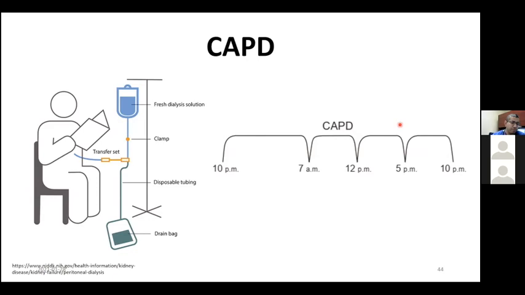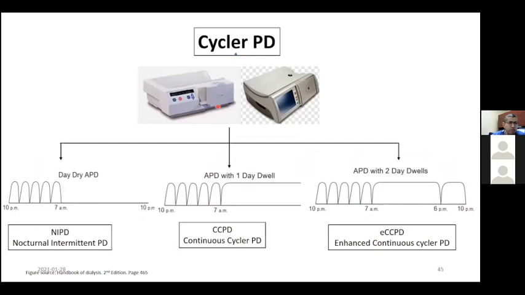Coming to cycler PD, CCPD. Now we have two machines here. This one is from Baxter and this one is from Fresenius. I put both here because we have both machines here. And then we have what is nocturnal PD, which is day dry. So we don't have any fluid in the day, but in the night he has 1, 2, 3, 4, 5. These are really high exchanges, 5 exchanges in like 9 hours, okay?